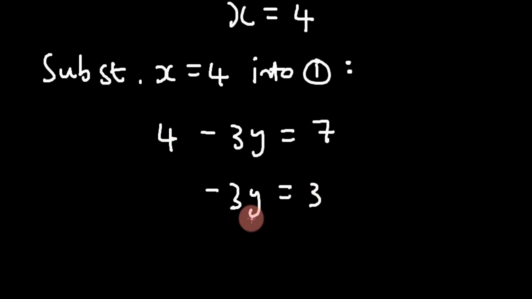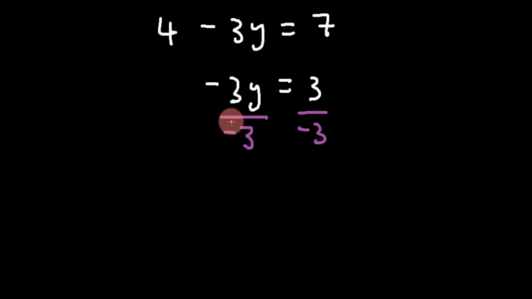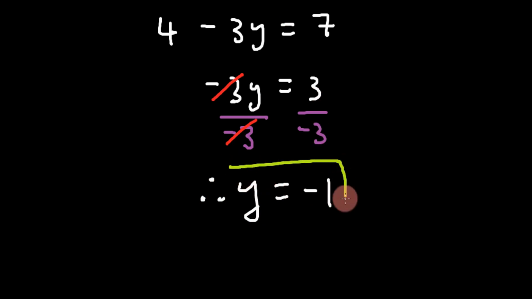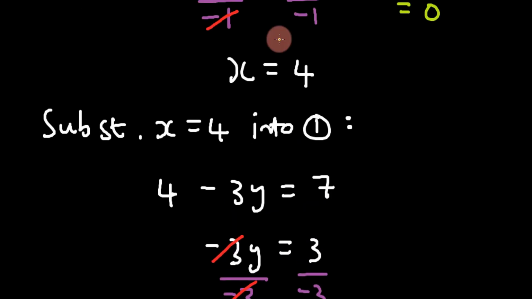Now we want to get rid of the negative 3 here. So we divide both sides by negative 3. Then on the left-hand side, the negative 3's will cancel, and we're left only with y. And then 3 divided by negative 3 is negative 1. So we have both y and x now. y is negative 1 and x is 4.